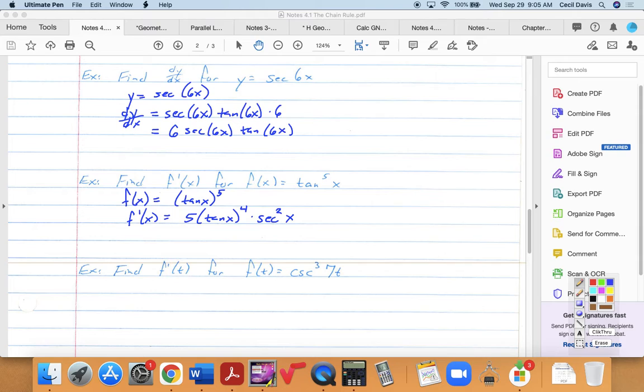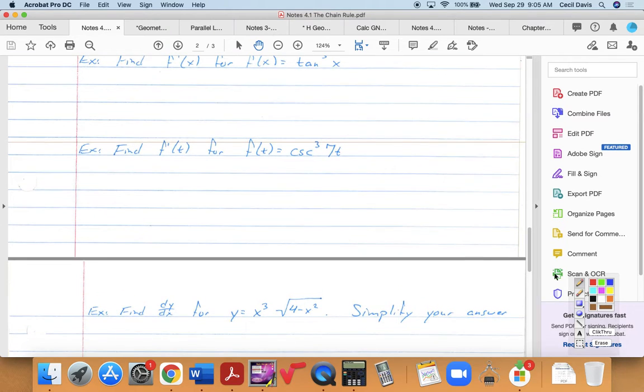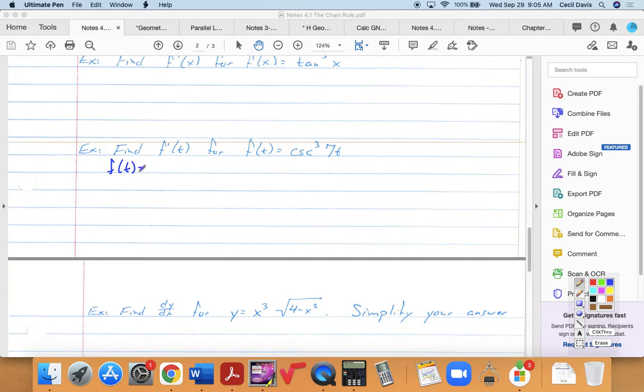Occasionally, we'll have a function inside of another function, inside of a third function. And that's the case here. Notice there's no parentheses telling you that, but we could rewrite this as f of t is equal to the cosecant of 7t raised to the third power.